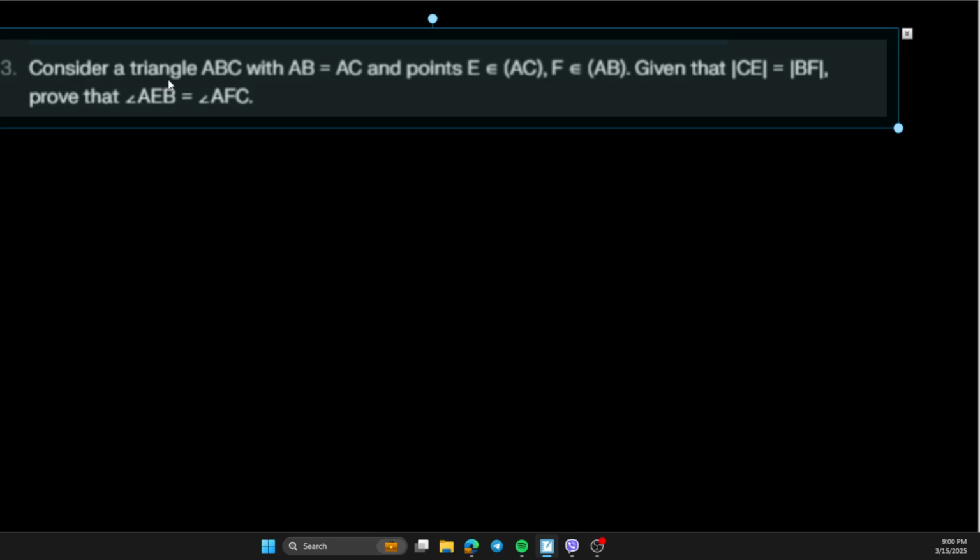Consider triangle ABC with AB equals AC and the point E on AC and F on AB, given that... I don't even remember what that 2 slashes means. Which ones? Oh, the module, yeah. Prove. Now we need to prove actually. Okay, anyway, consider a triangle ABC with AB equals AC and points E and F. Given that, prove that AB equals AC.